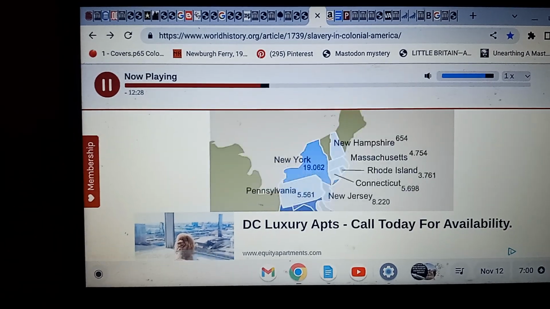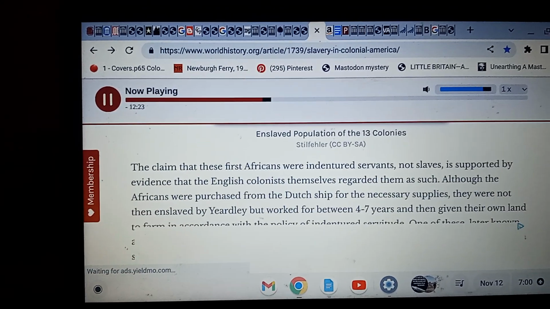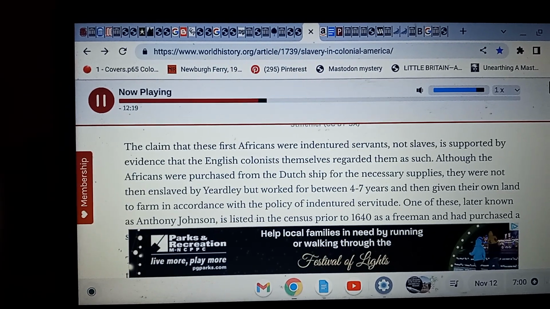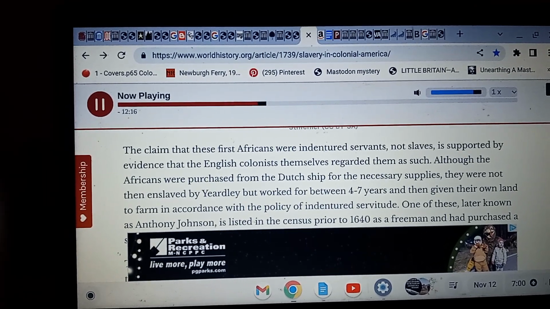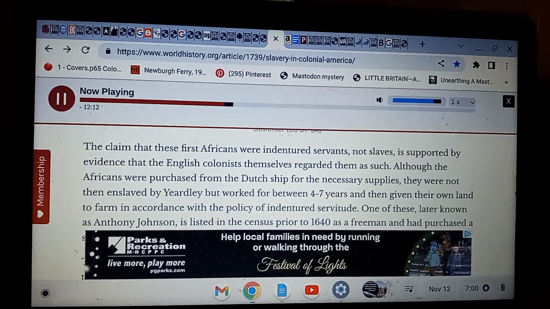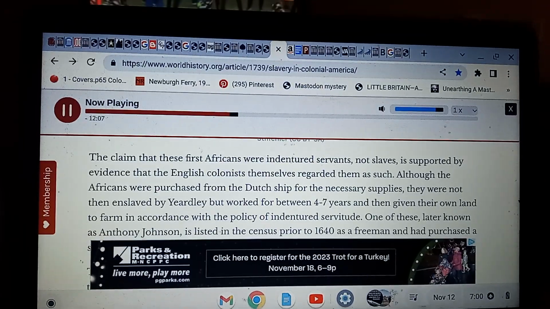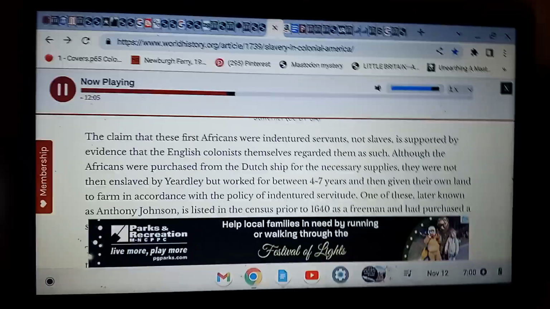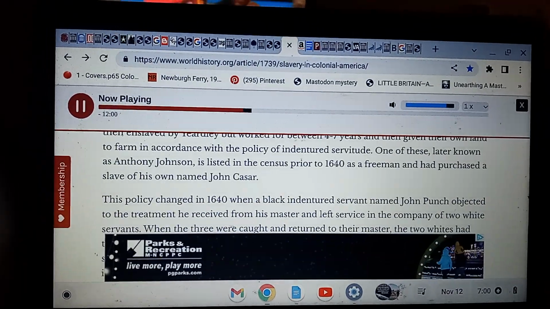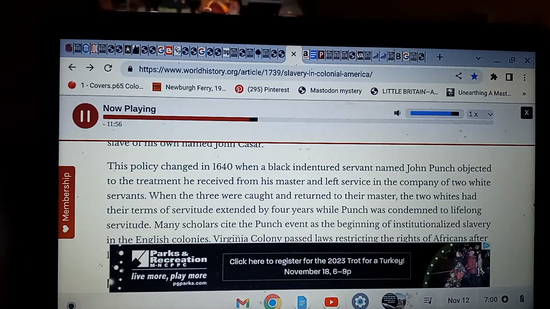The claim that these first Africans were indentured servants, not slaves, is supported by evidence that the English colonists themselves regarded them as such. Although the Africans were purchased from the Dutch ship for the necessary supplies, they were not then enslaved by Yardley but worked for between 4 to 7 years and then were given their own land to farm in accordance with the policy of indentured servitude. One of these, later known as Anthony Johnson, is listed in the census prior to 1640 as a freeman and had purchased a slave of his own, named John Cassar.